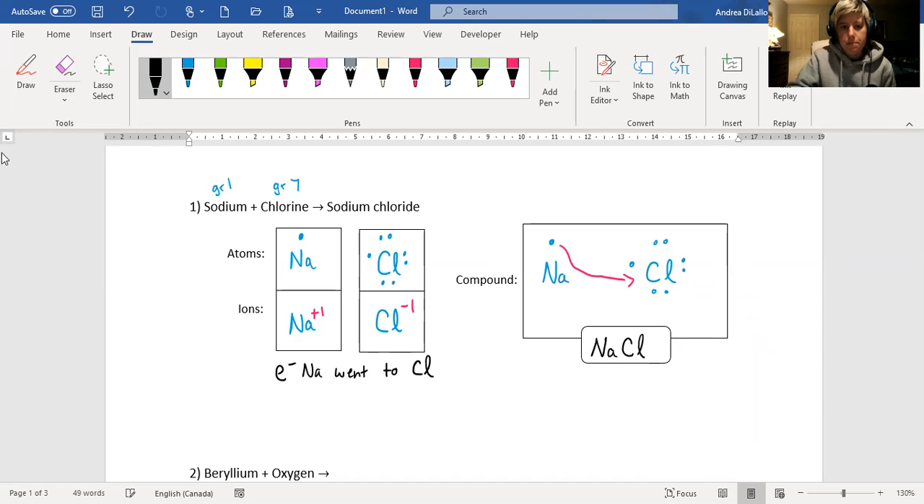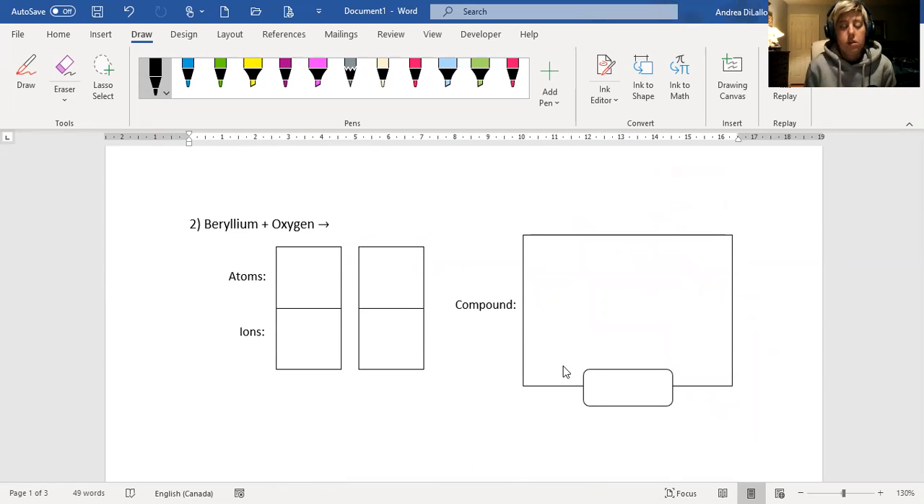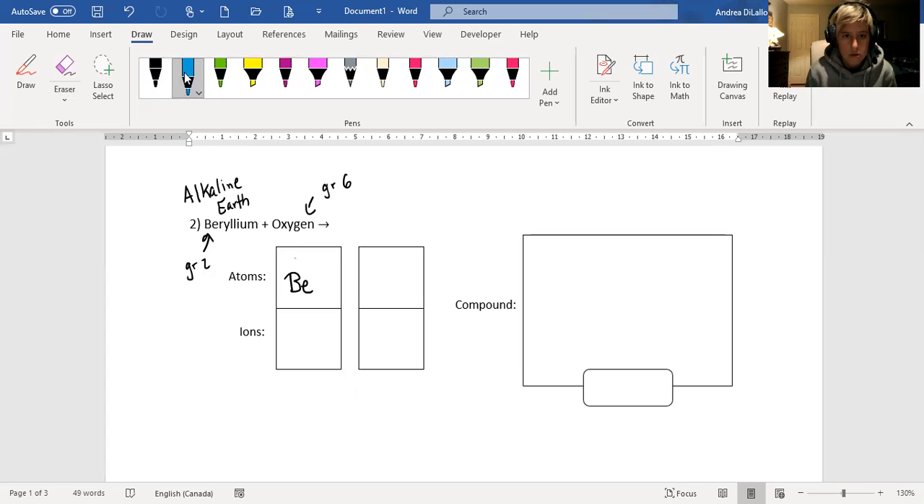Let's do another example. So we have beryllium and we have oxygen. If I look on the periodic table, beryllium is in group 2, so it is an alkaline earth metal. Oxygen is in group 6. So beryllium, group 2, is going to have 2 valence electrons. Be with 2 valence electrons.